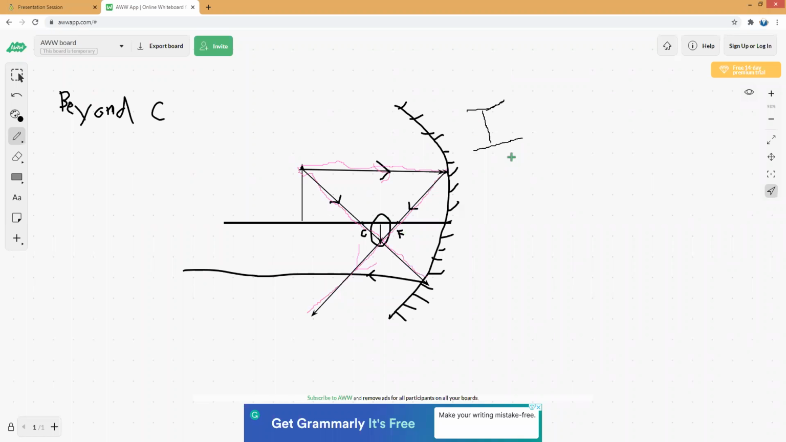He told inverted. Okay, there's 2 more, just try. Real, inverted, and diminished. Yes, correct. Real, inverted and diminished, yes, correct.